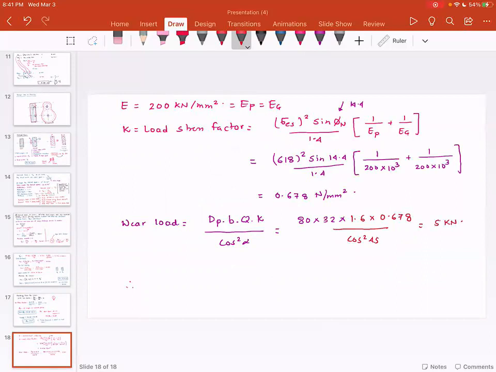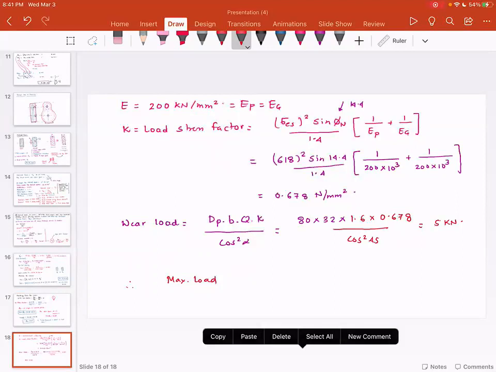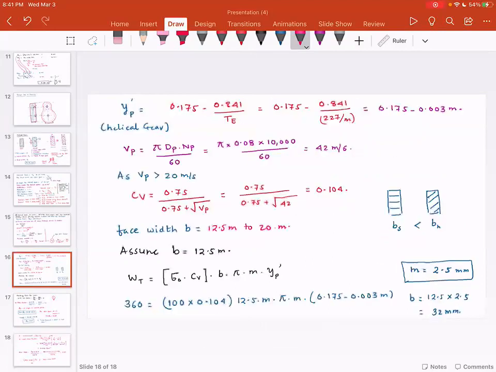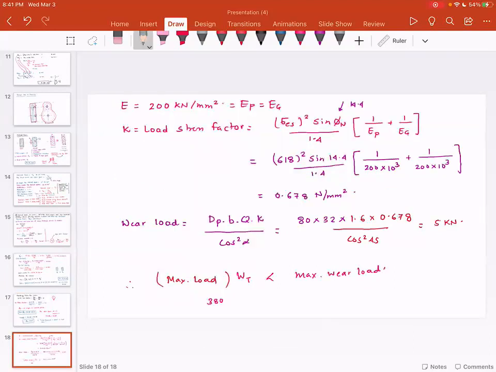And please note the wear load: the maximum load, or tangential load, the maximum load in the tangential direction, is less than the max wear load. So I think it was 380. Let me see what the tangential load was. It's 360. 360 is less than 5,000, which means the design is safe.